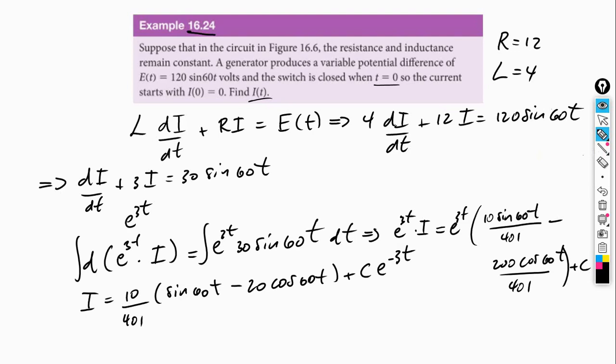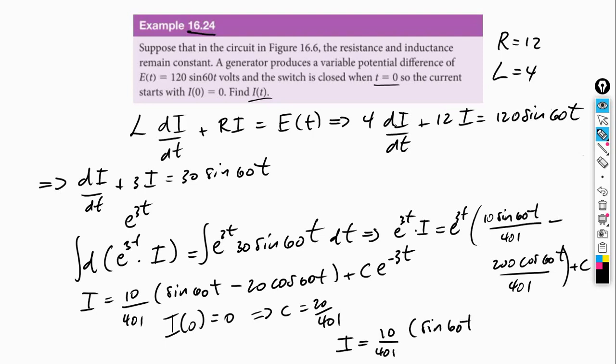And then, since we know that the current at time 0 is 0 amps, we can plug these values into the equation, and we're going to get that C is equal to 20 over 401. And then finally, we can rewrite the whole equation as I equals 10 over 401 times sine of 60t minus 20 cosine of 60t plus 2 e to the minus 3t.